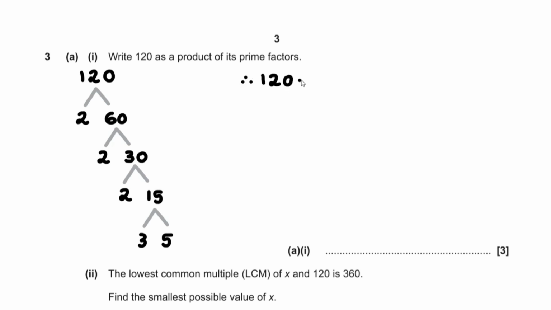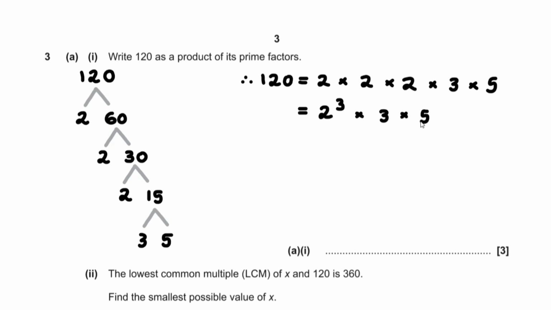120 is equal to 2 times 2 times 2 times 3 times 5. And if we were to rewrite this, we can rewrite this as 2 cubed times 3 times 5.